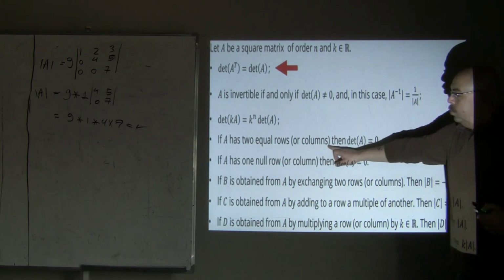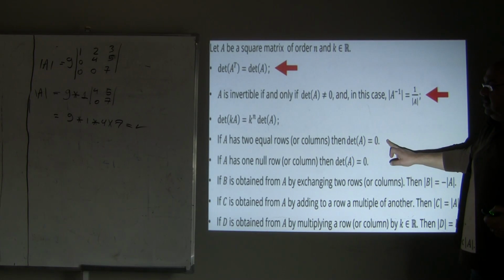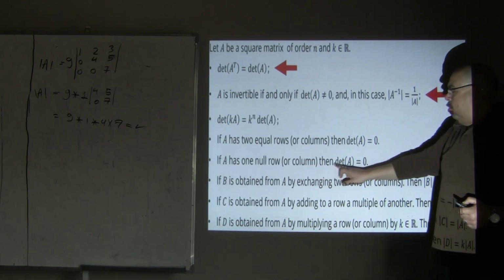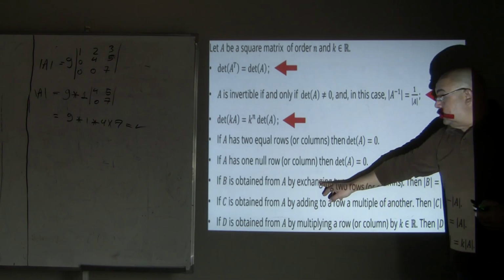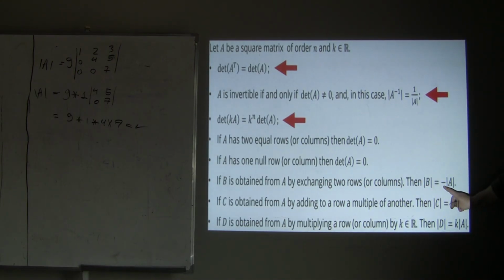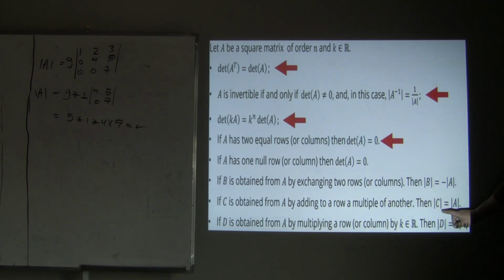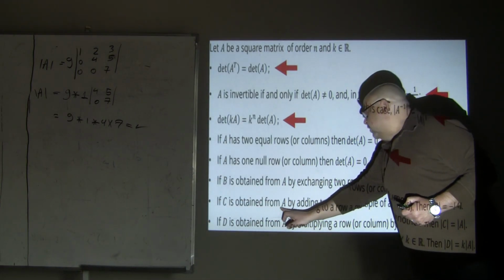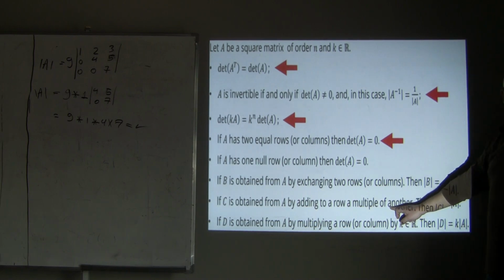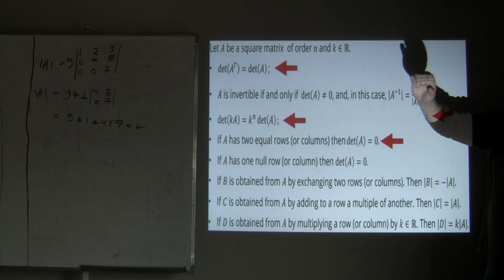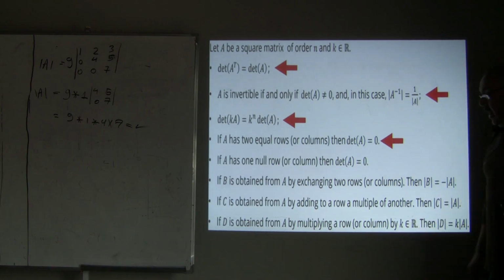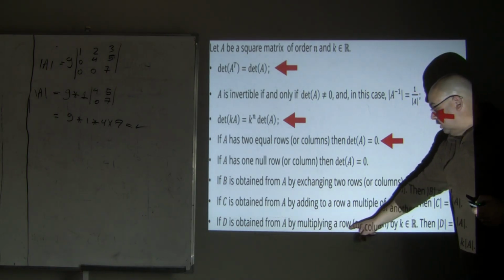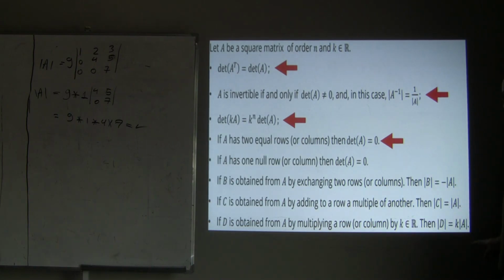Here, if A has 2 equal rows or 2 equal columns, the determinant is equal to 0. If you have a zero row, the value of the determinant is 0. If B is obtained from A by exchanging rows, the value changes sign. If C is obtained from A by adding to a row a multiple of another, the value will be the same, because you multiply a row by a number and add it to another row. If D is obtained from A by multiplying a row by a scalar, the value of the determinant is multiplied by the scalar. These properties are very important.